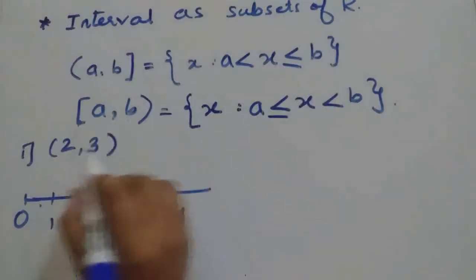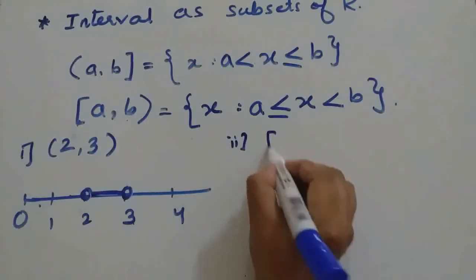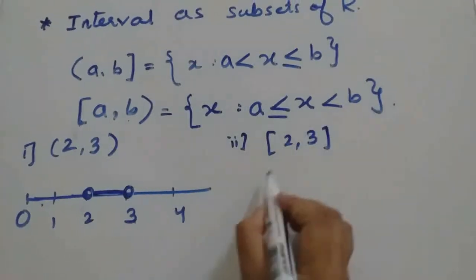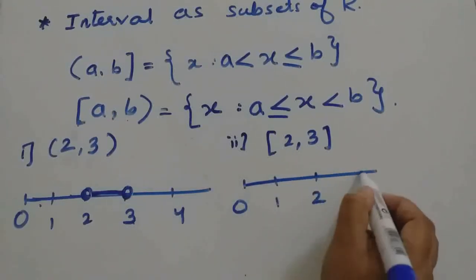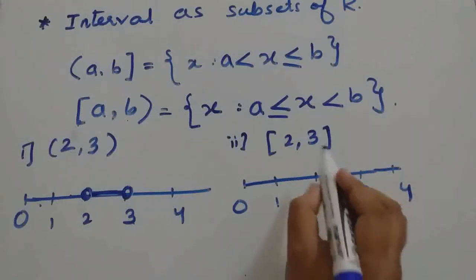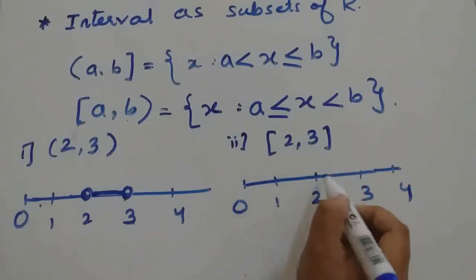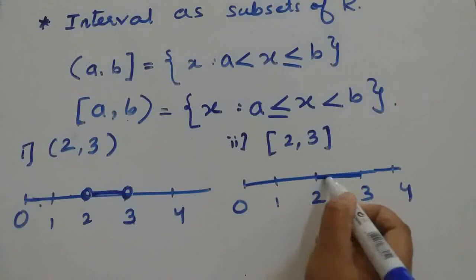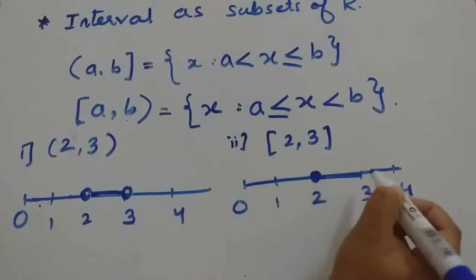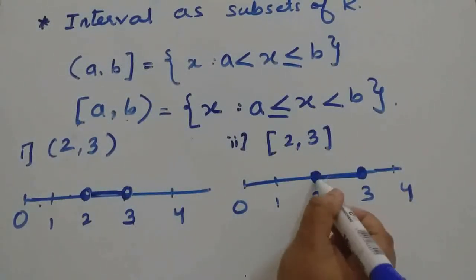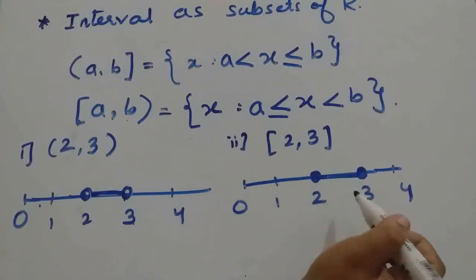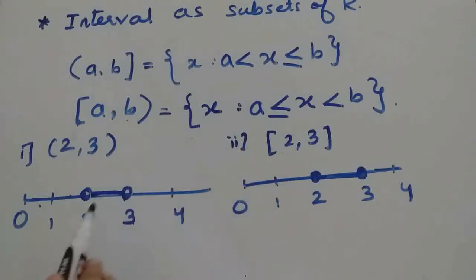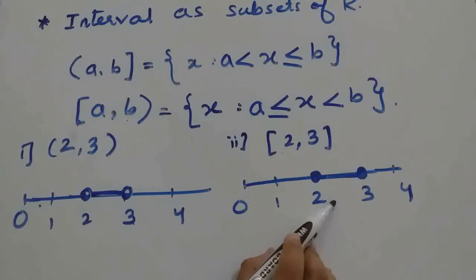And for example the closed interval 2 comma 3, how can we represent it on a number line? Closed interval means numbers between 2 and 3 will be there, and these two dots represent that 2 will be there also and 3 will be there. Both boundaries we should include in a closed interval. So this is the representation of an open interval, this is the representation of a closed interval.